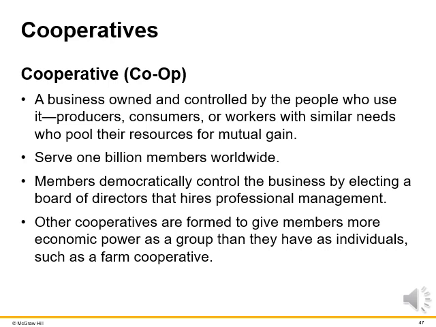Worldwide, more than 1 billion people are members of cooperatives. Members democratically control these businesses by electing a board of directors that hires professional management. Another kind of cooperative in the United States is formed to give members more economic power as a group than they have as individuals. The best example is a farm cooperative.